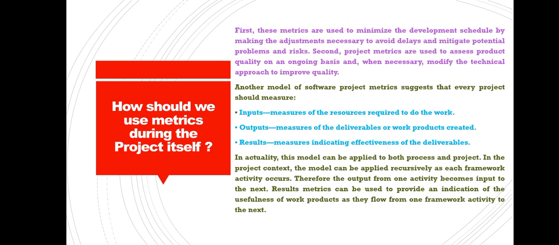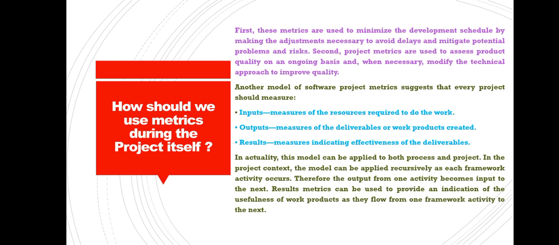Then coming to the output measure, these measures of the deliverables or work products created are identified as output measures. It means the deliverables will be handed over to the customer, or the work product that is created is given to the customer so that the output is identified by him or her related to the software project requested.